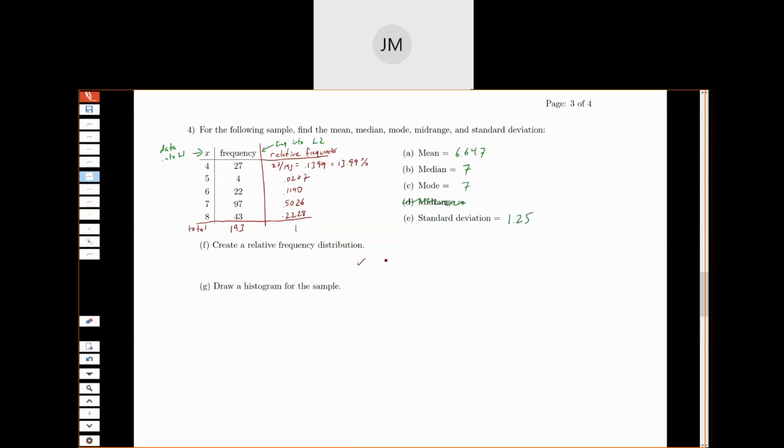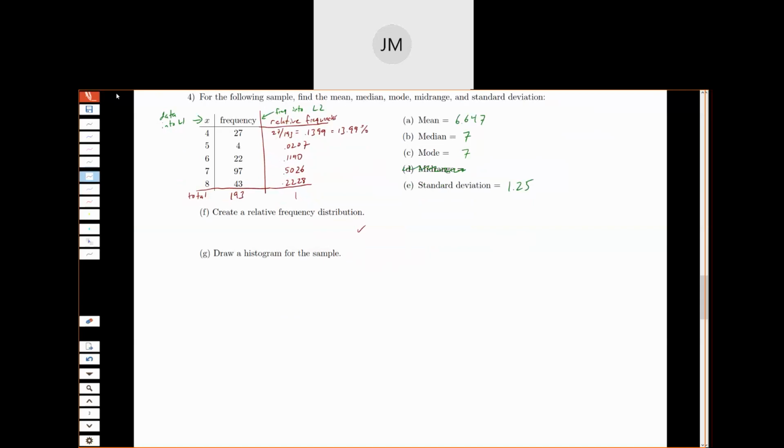And now draw a histogram. Okay, I can have my calculator do it, but in this case, I think it's actually easier to just draw it by hand because I already have a frequency distribution. For my frequency distribution, I'm just going to go up to 100, and that should be enough to cover all of these bars.